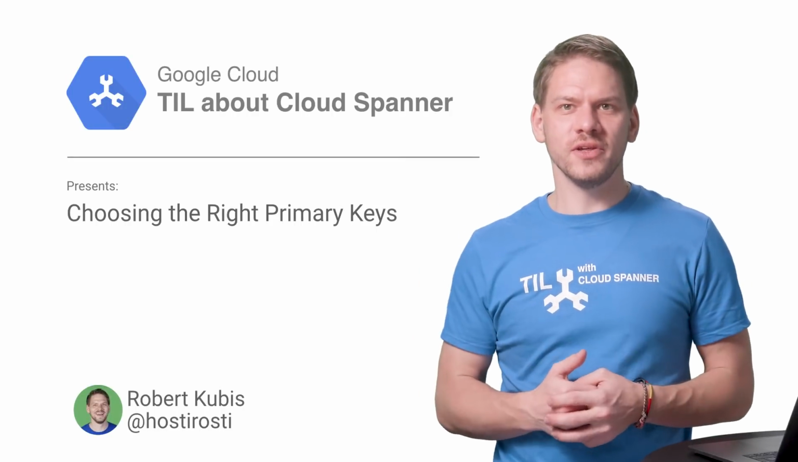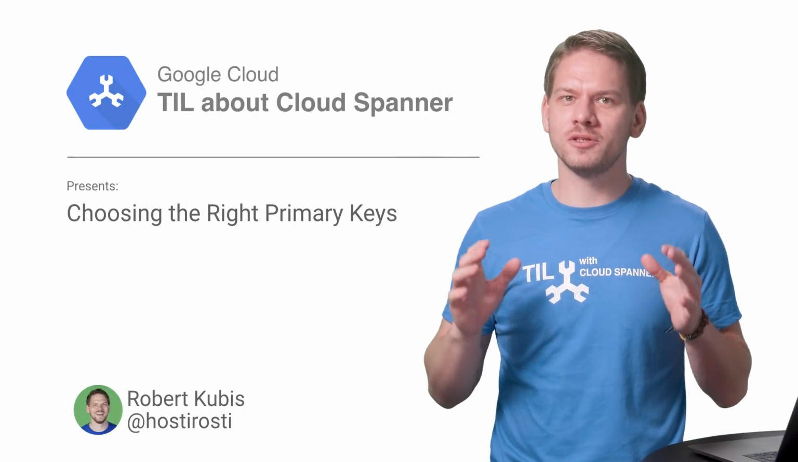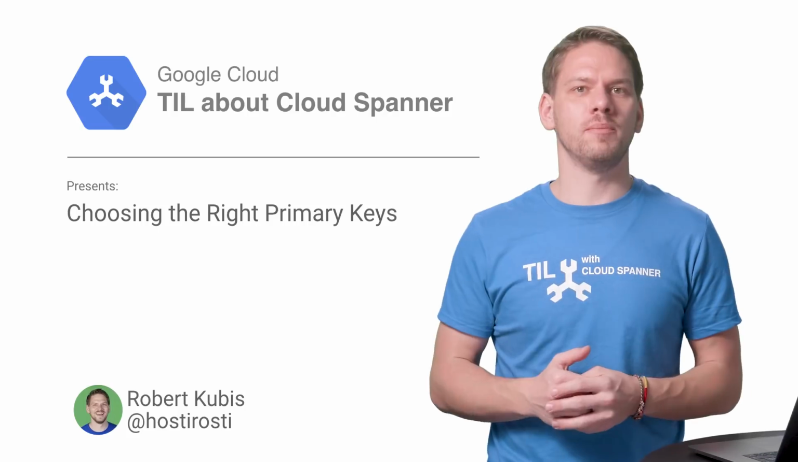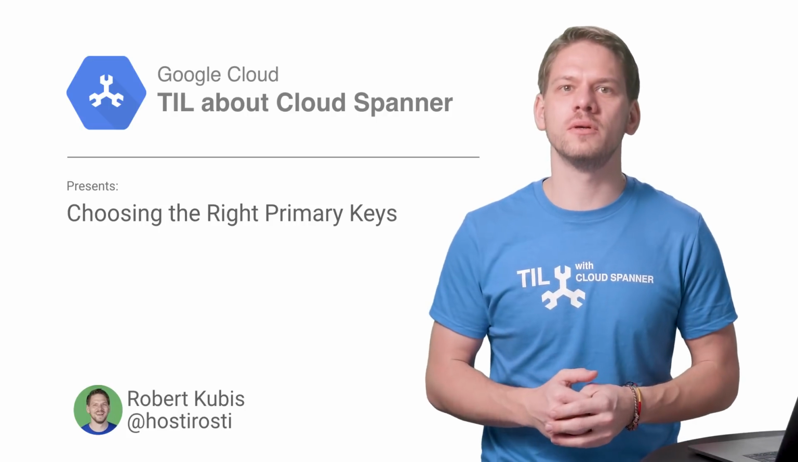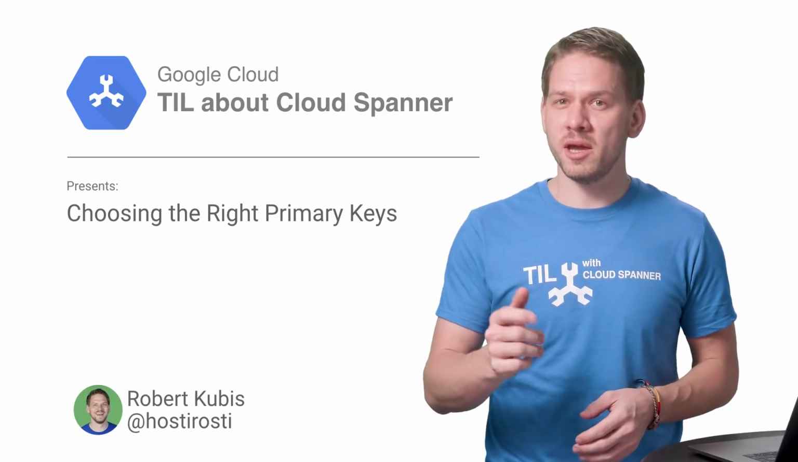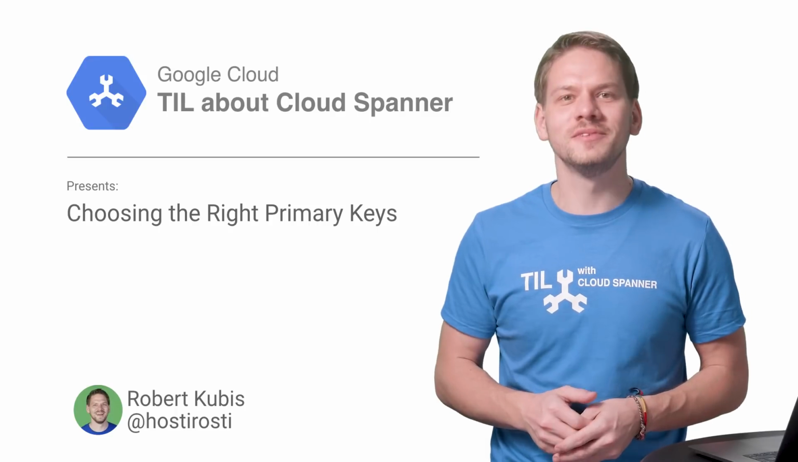In this episode of Things I Learned About Cloud Spanner, we look at choosing the right primary keys to help detect and avoid traffic jams during data load. Will we be able to clear the data highway congestion? Stay tuned to find out.